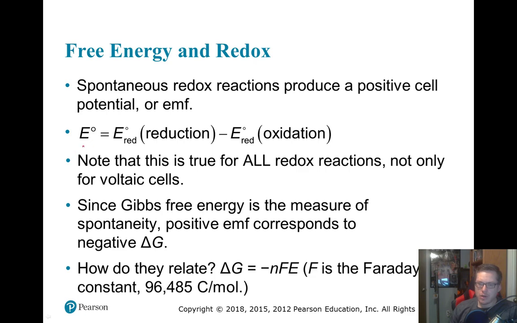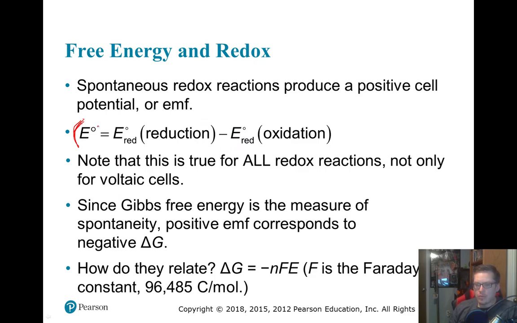Okay, and also know that this idea is true whether it's a voltaic cell or just a general redox reaction. Before, we defined it as the cathode minus the anode, but really that's the same thing as reduction minus oxidation. So it doesn't really matter if we've set it up as a voltaic cell or if it's just some random redox reaction going on outside of a voltaic cell.